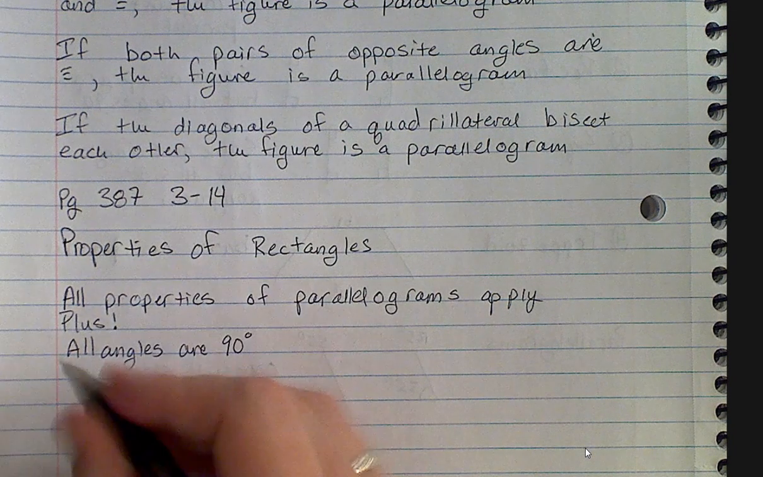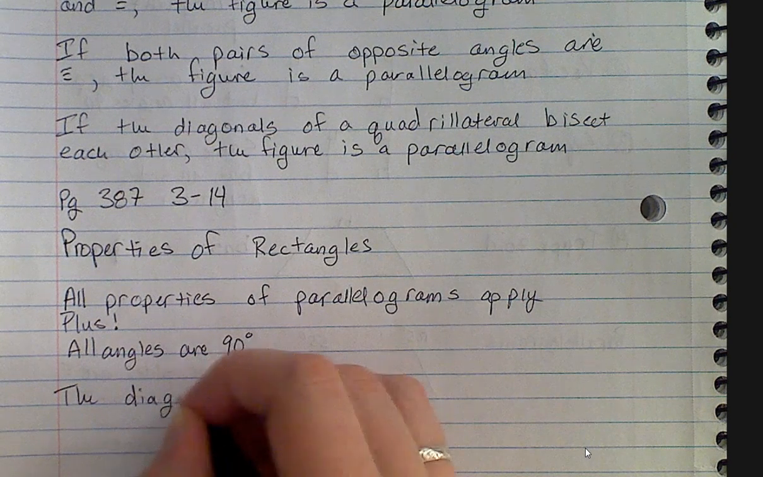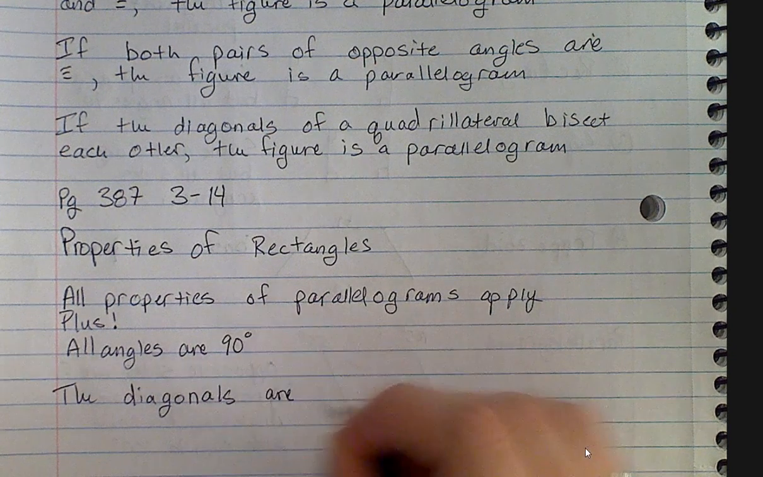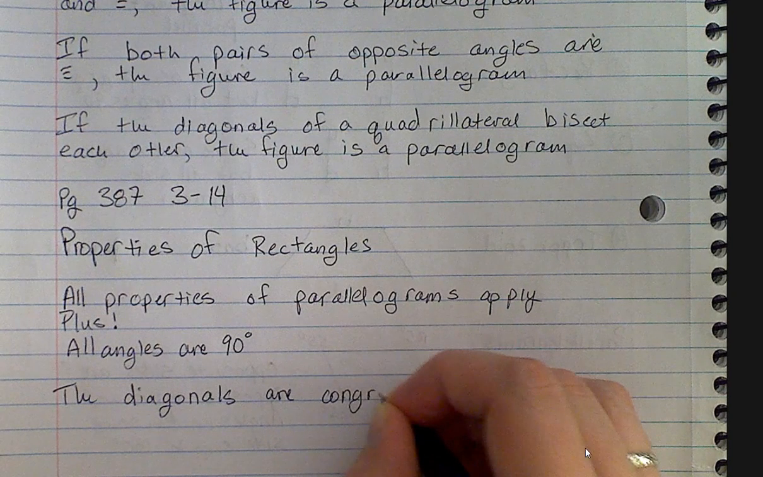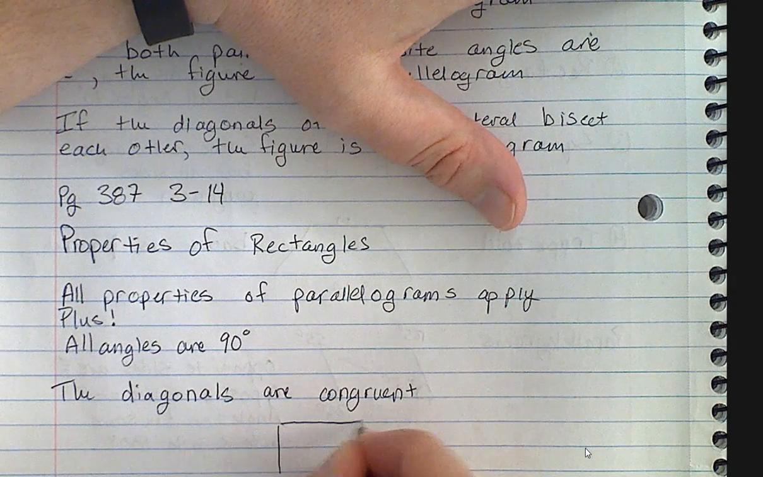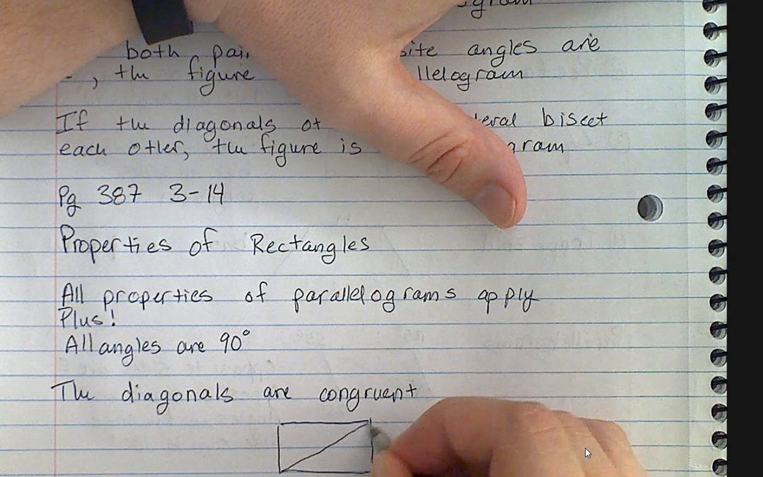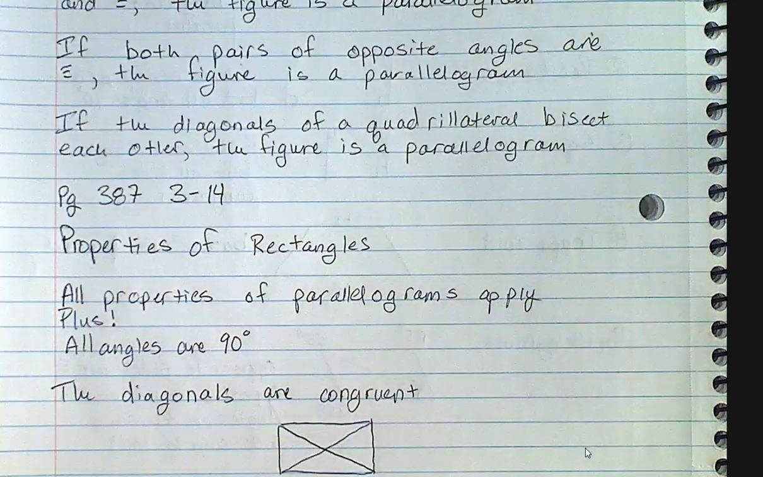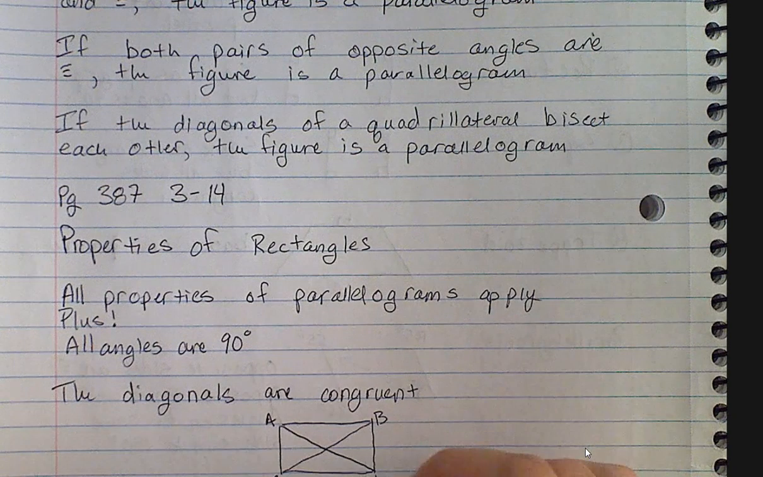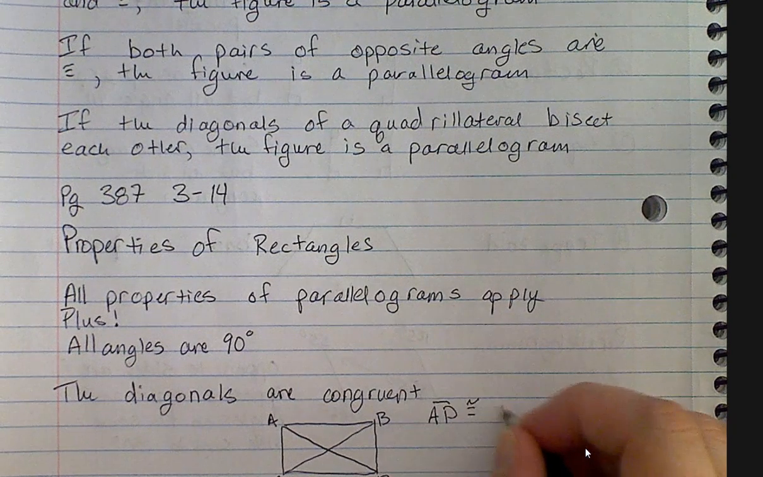The diagonals are congruent. And if you don't know what a diagonal is, I'm going to draw a little picture here for you. A rectangle is like a parallelogram, except all angles are 90 degrees, and the diagonals are what connect opposite vertices. Those two diagonals are congruent to one another. Let me mark this down. Here's A, B, C, and D. The way that you would write this is that line segment AD is congruent to line segment CB.